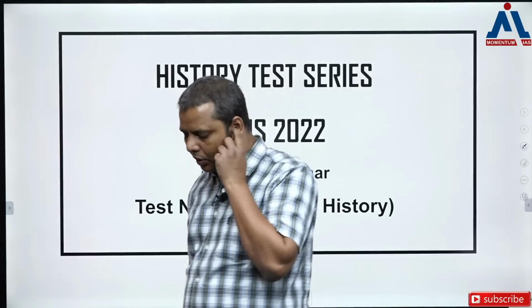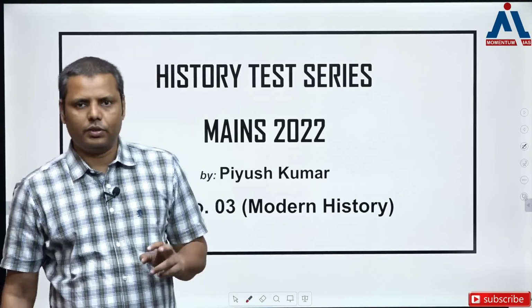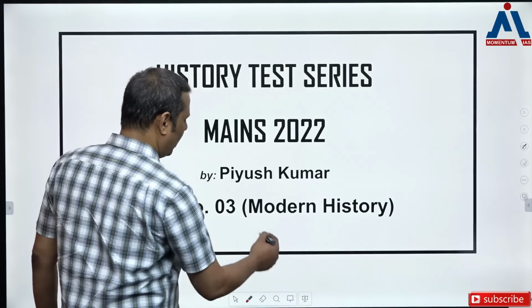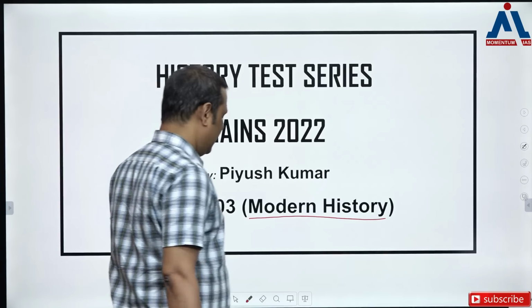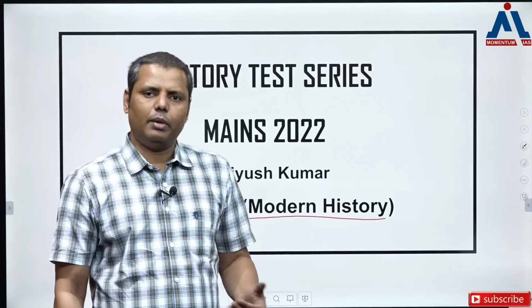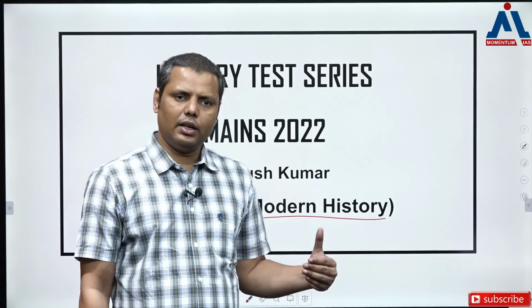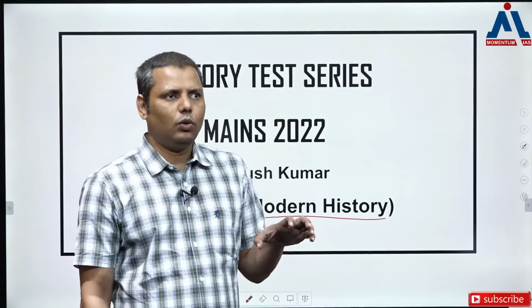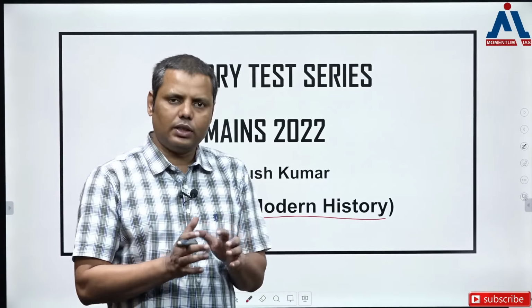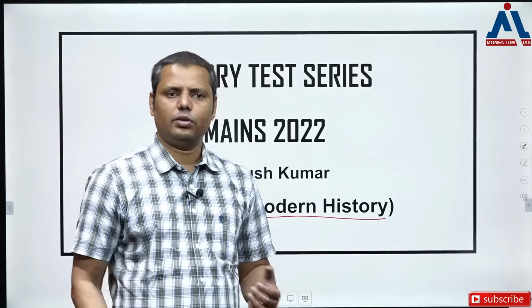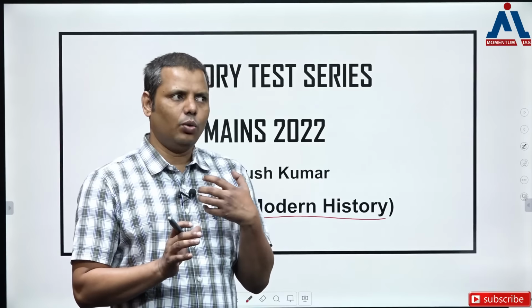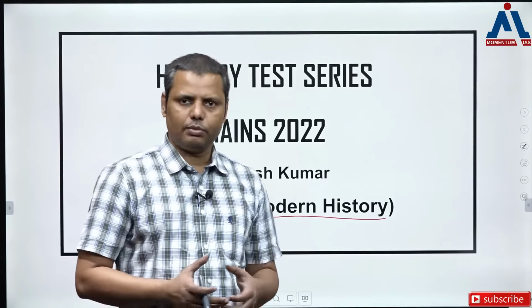So today we're just going to discuss the third test for 2022 History Optional. The third test was based on modern India and we'll be discussing the questions that have been asked in the test. The way we have been doing the discussion, we'll continue that here as well. We had been emphasizing the conceptual part and the structure, so the same thing we'll be doing here also: we'll focus on how to structure your answer and how to deal with the basic concept of the question.